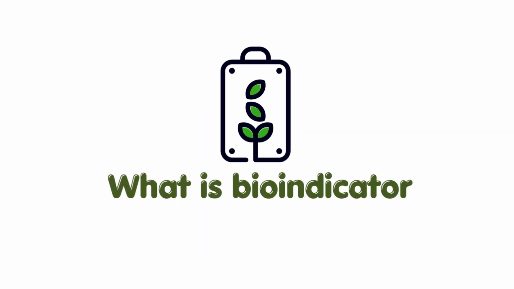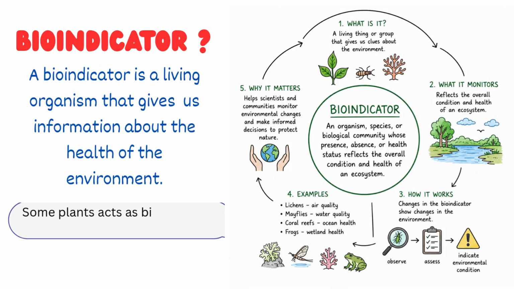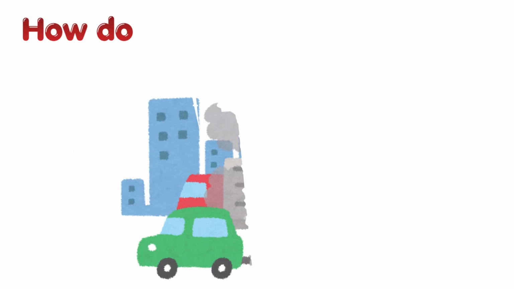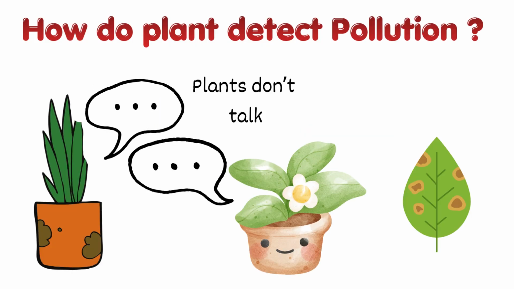So, what is a bioindicator? A bioindicator is a living organism that gives you information about the health of an environment. Some plants act as bioindicators because they respond to pollution. So the question is, how do plants detect pollution? Plants don't talk, but they show the signs.